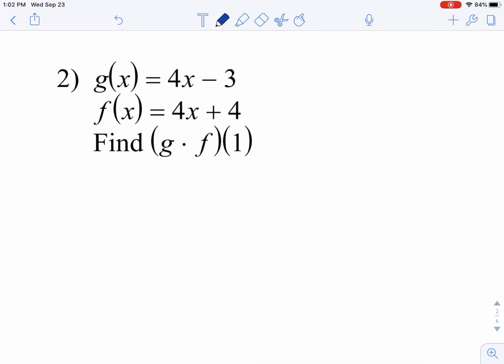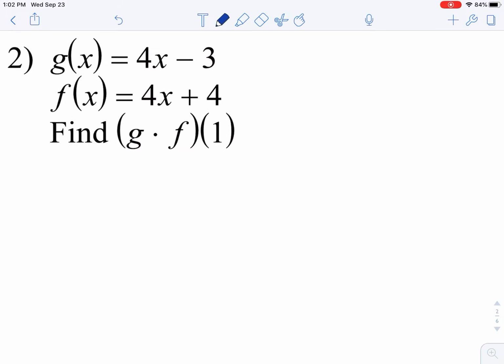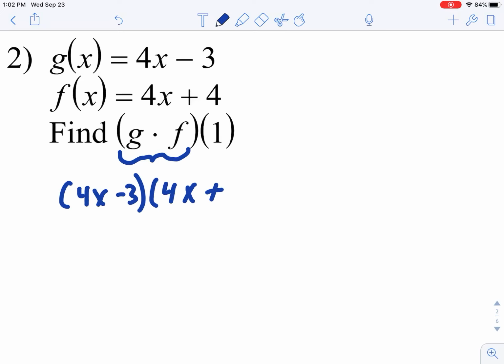So what is going on here? We have two functions, g of x, f of x, very similar, but that's kind of irrelevant. We're told to multiply g times f, so we did that yesterday, but instead of x, it says of 1. So let me show you the difficult way. g times f of x. I'm going to do 4x minus 3 times 4x plus 4.